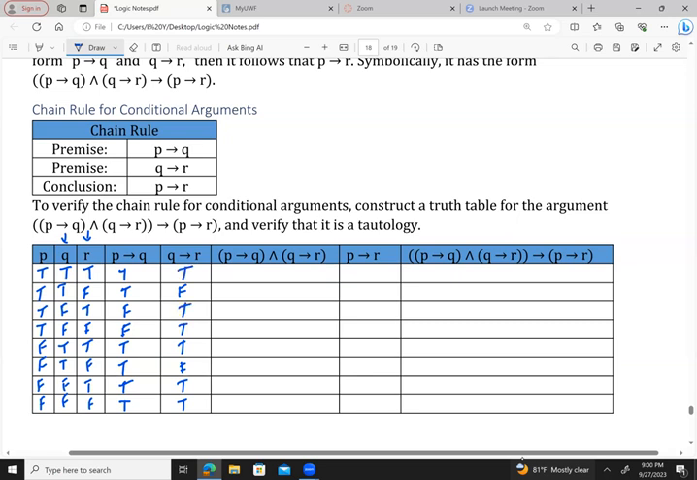Now we're going to combine those with an and statement. And when is an and statement true? An and statement is true when both are true. So true, true, true. True, false, false, false, true, false, false, true, false, true, true, true, true, false, false, and these two are both true, true.